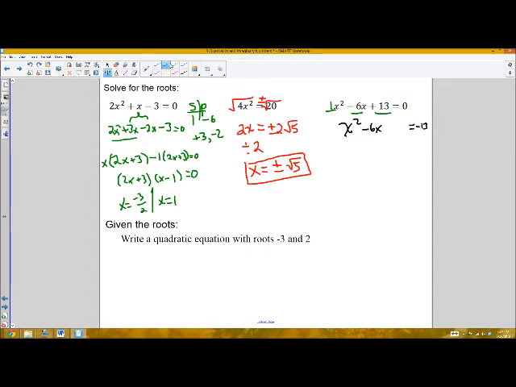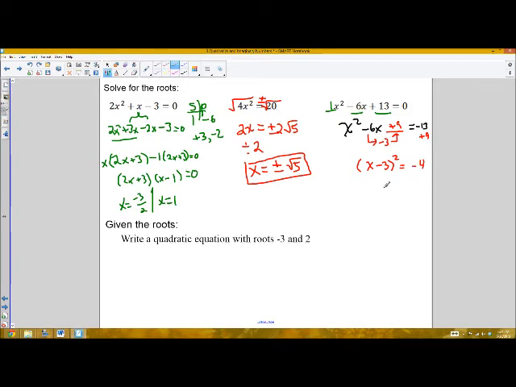Then, to complete this square, I need to take half of this value, which is negative 3, and square it, which is positive 9. So I'm adding 9 to my left-hand side. I must also do the same to the right-hand side in order for this equation to stay equal. And I end up with a perfect square on the left, which factors to x minus 3 squared, equal to negative 13 plus 9, which gives me negative 4.